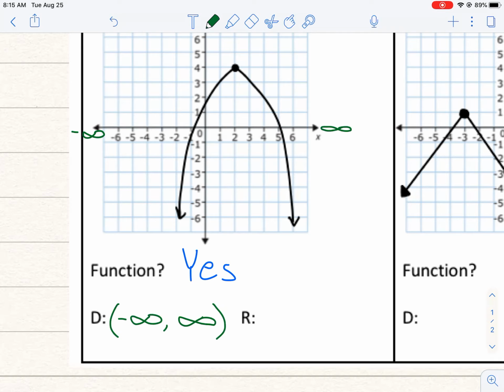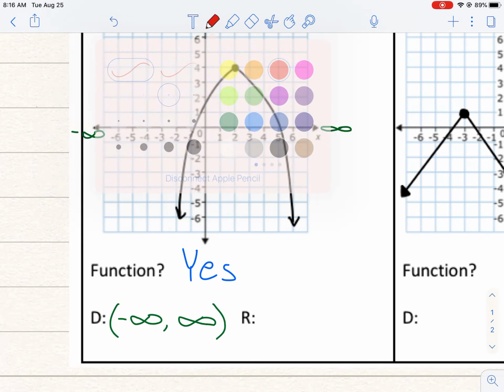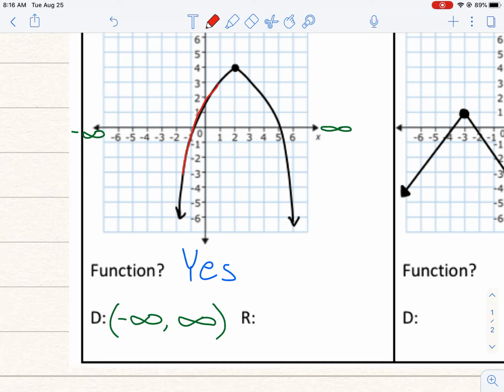Both are using parentheses. For the range, again, this is going down and down and down to negative infinity. But then it's not going to positive infinity on the up. Instead, it comes up to this top point here, and then it swooshes back down. So my top is actually at 4, where we have a parenthesis on the negative infinity and a bracket on the 4.